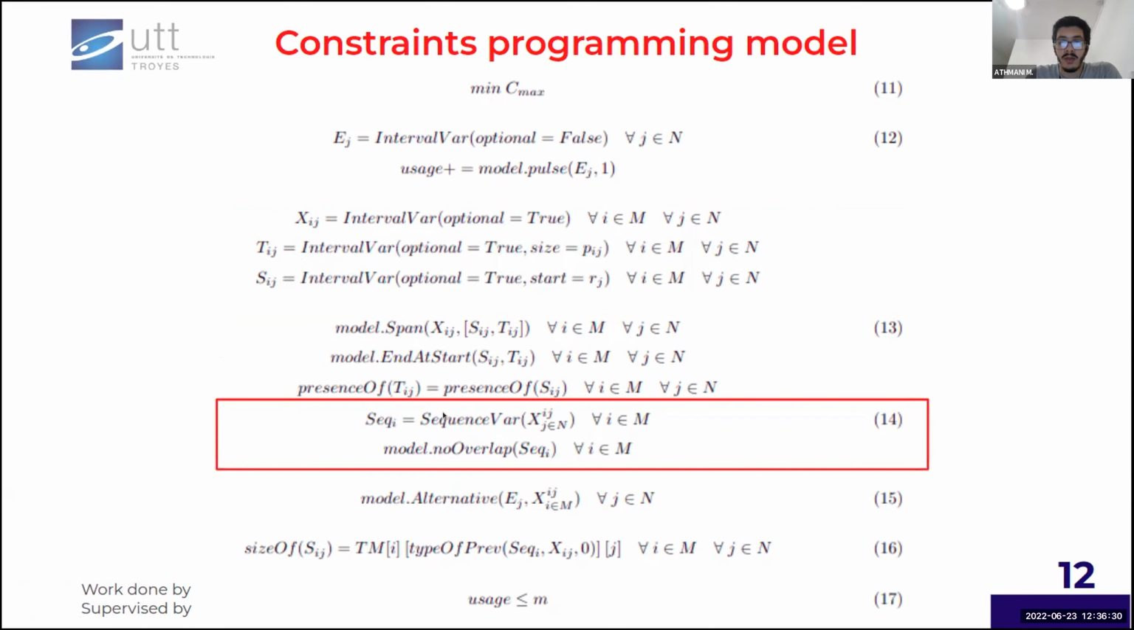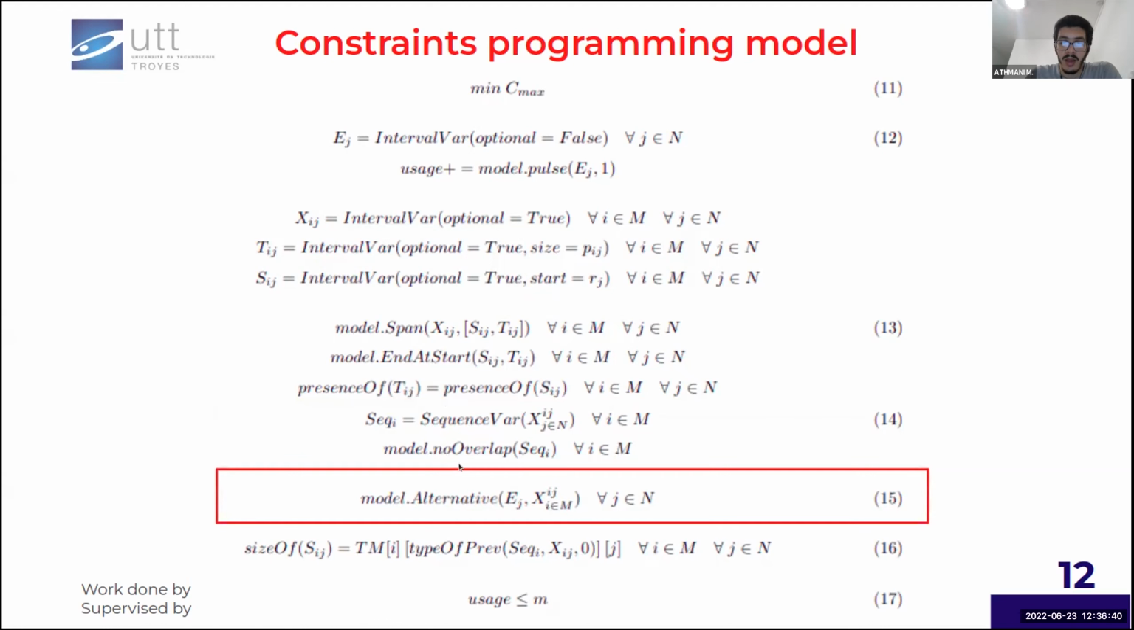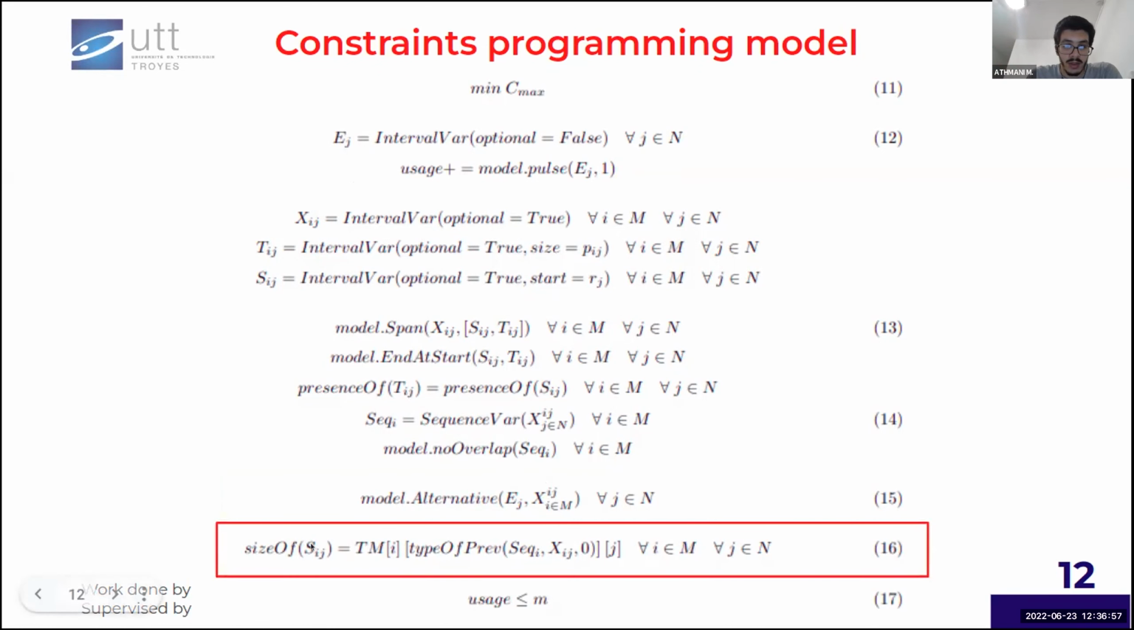So the sequence variable will impose a no overlap over the jobs that one machine handles. And in order to choose the machine for one job, we add the alternative constraints between EJ and all the XIJs that represent one job. One important constraint is the setup time.